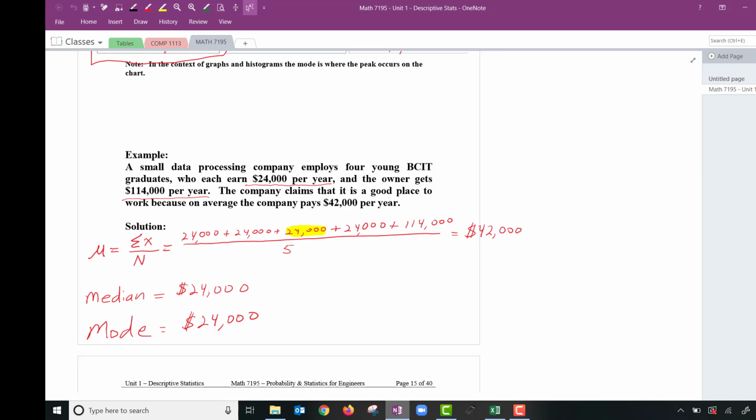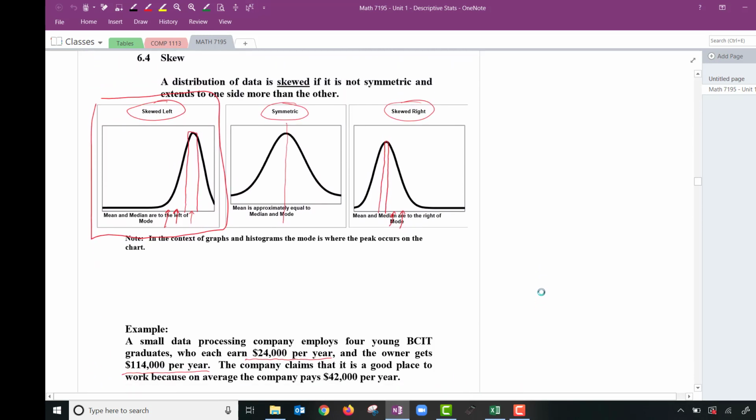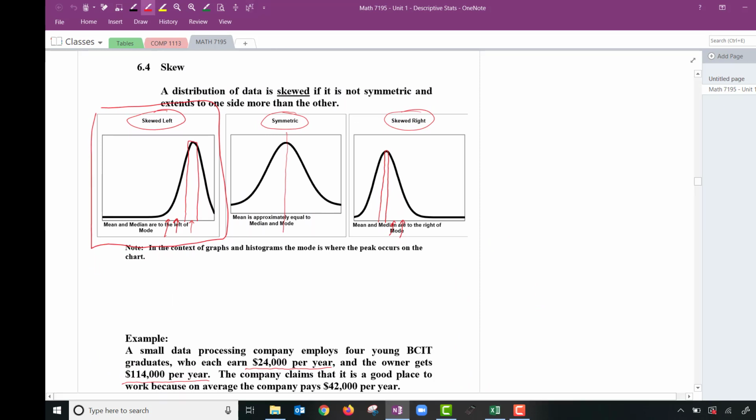When we were talking about this skew, going back a second, it always seems backwards to me that the direction of the skew, in this example where we have skewed to the right, all my data is over on the left side, yet we say it's skewed to the right. So I guess say that this little tail here points the way. So if the tail is pointing to the right, then it's skewed to the right. If the tail is pointing to the left, then it's skewed to the left.